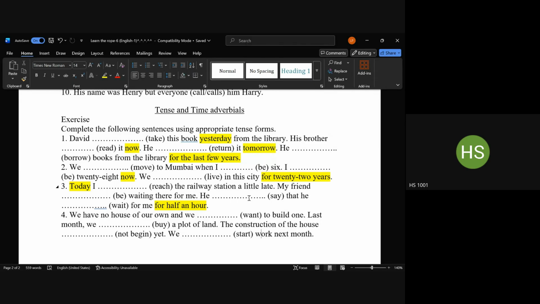Last month we dash buy a plot of land. Last month. This is your time adverbial here. We bought a plot of land, right? We bought a plot. Correct. We bought a plot of land.